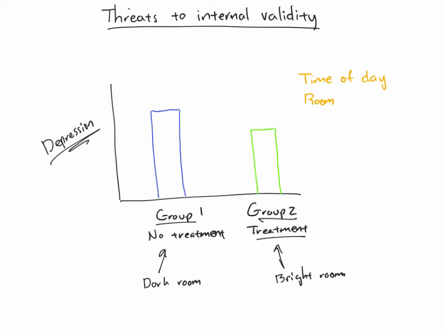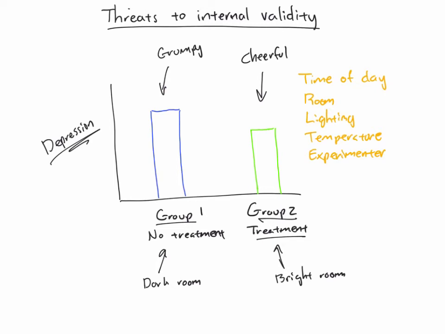So this could be time of day, the room, the lighting, the temperature, the experimenter themselves, the researcher who is coming in to measure the person's mood. If an experimenter comes in here and they're really grumpy, and the experimenter in the other condition is cheerful, that could cause a difference. So we have all these different places where we could have differences in the environment of the study. These are sometimes called environmental variables.